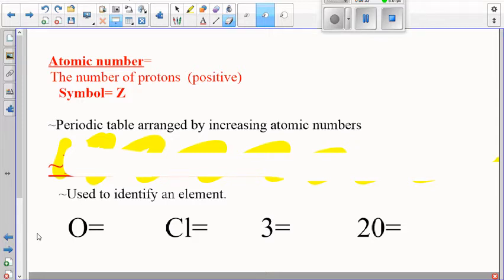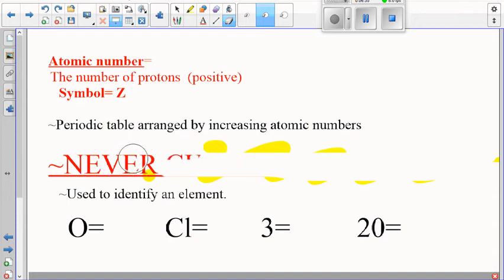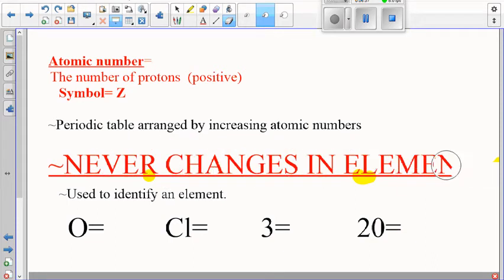The atomic number can never change in an element. Ever. Okay? The atomic number is the definition of the atom. It is the atom's identity.